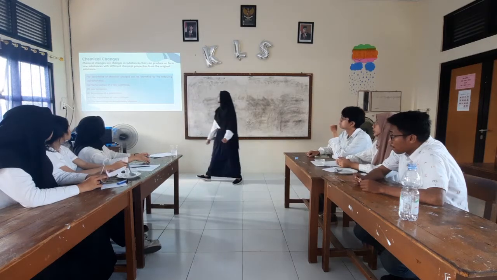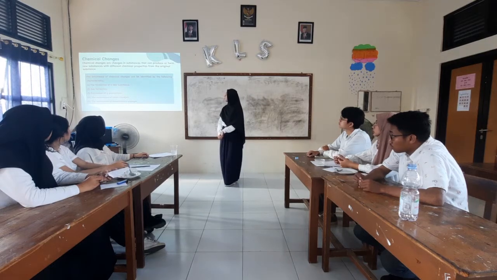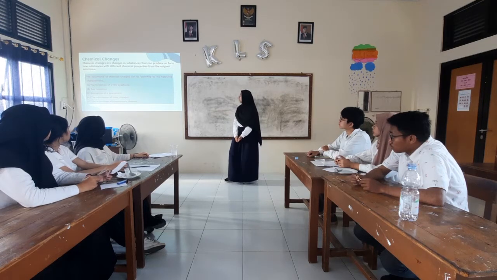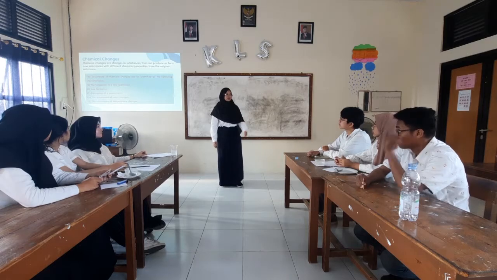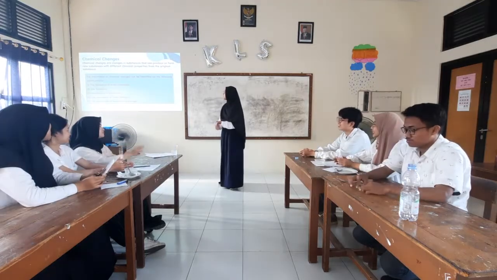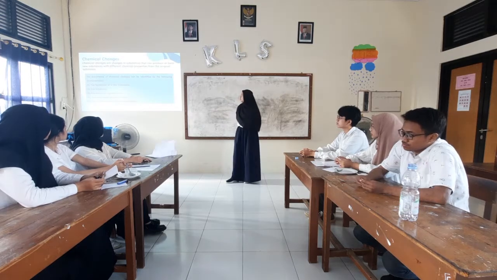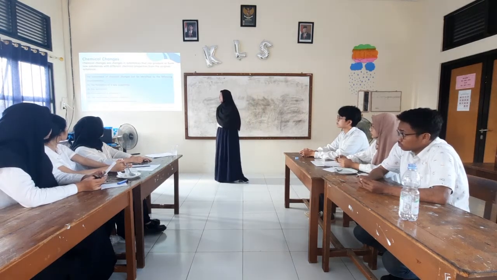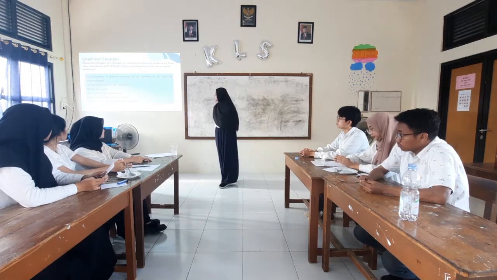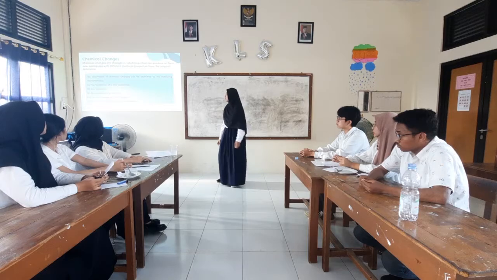And chemical changes. Chemical changes are changes in substances that produce or form new substances with different chemical properties from the original substance. Group 2 is correct for the definition of chemical changes. The occurrence of chemical changes can be identified by the following characteristics. First, the formation of a new substance. Second, gas formation. Third, formation of a precipitate. Fourth, the appearance of color changes. And fifth, the appearance of temperature changes.